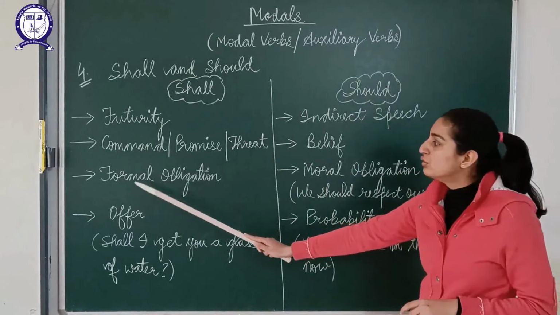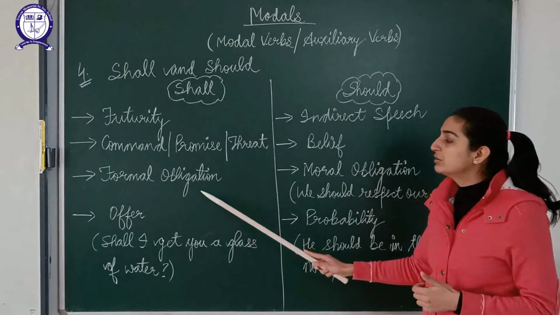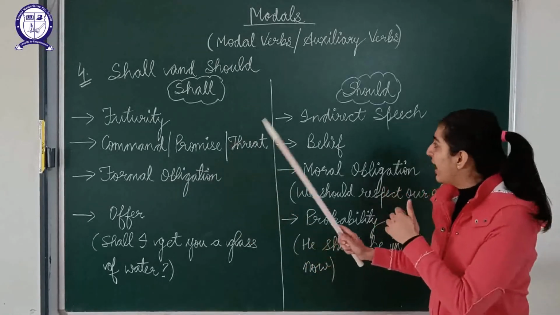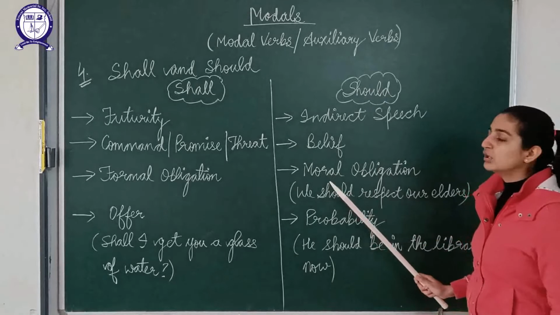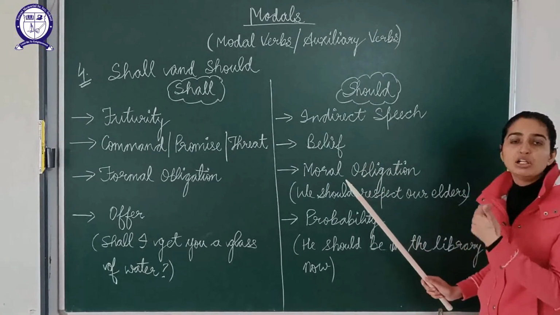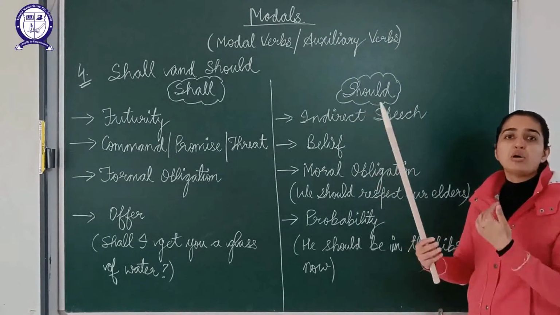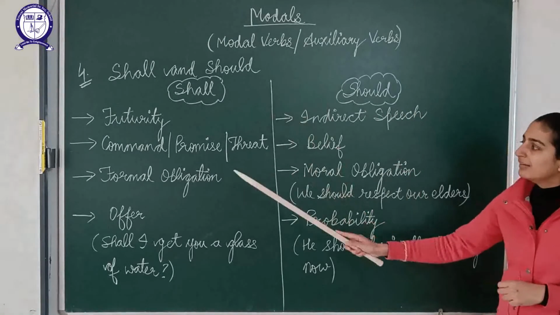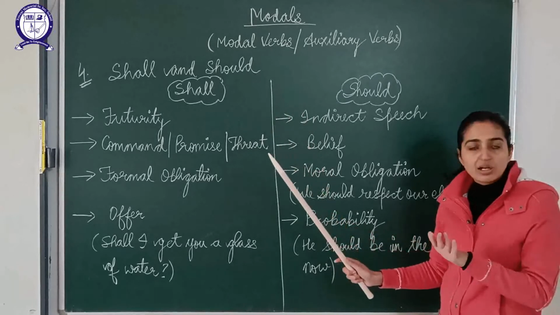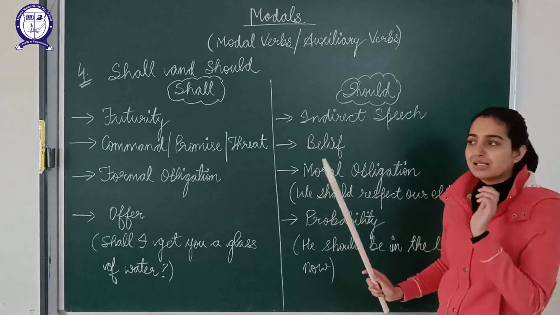Next, shall is used to show formal obligation. What is the meaning of obligation? Obligation means responsibility, duty. So it is formal in nature. Whereas should is used to show moral obligation. Moral obligation, it's our moral responsibility or moral duty. For example, when I say we should respect our elders, it is our moral duty to do that. Should is also correct for formal obligation, but nowadays what we use is must.